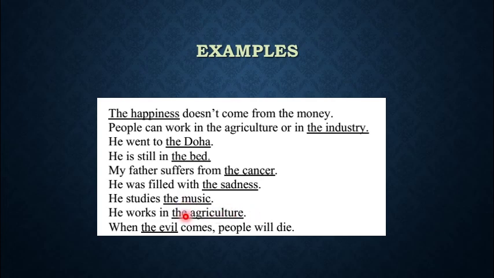"When the evil comes, people will die." Again, this is an abstract noun, and we say in Arabic عندما يأتي الشر, and الشر is an abstract noun. It has the definite article al, adat al-ta'rif, in Arabic, and the Arab speaker tends to copy it in English, which is incorrect. It is supposed to be "When evil comes, people will die."